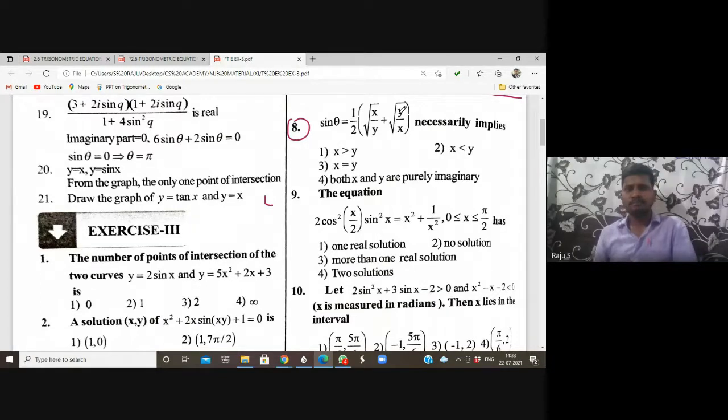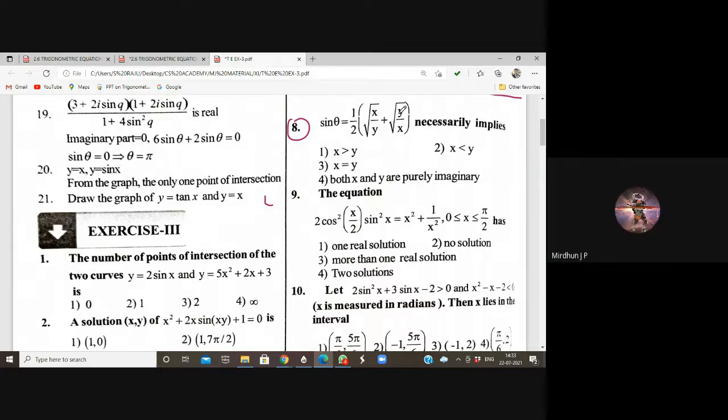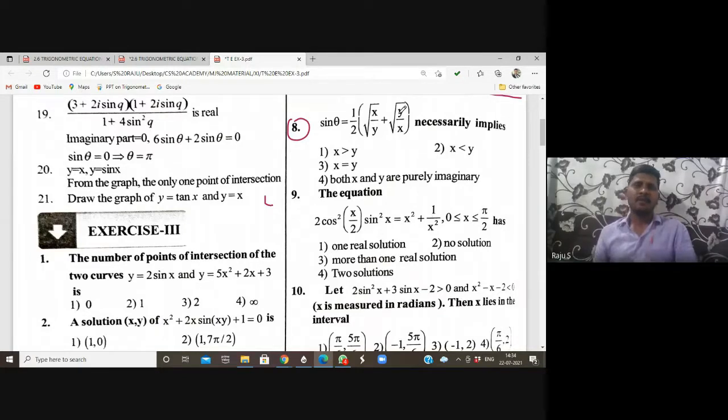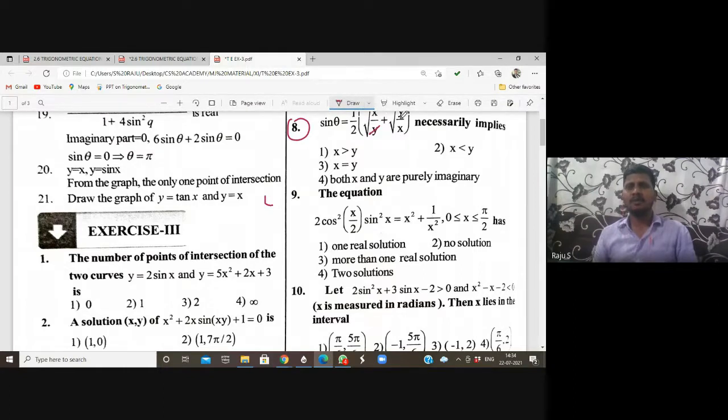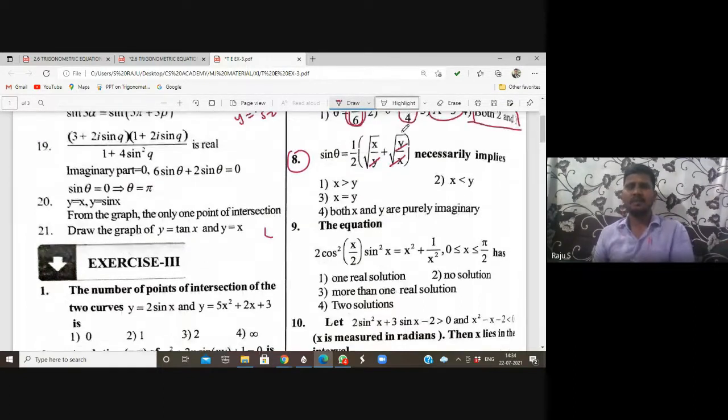Okay. Sir, if we take x greater than y or x less than y, we will get some imaginary values for that, sir. Yeah, exactly. So here the answer will be third option. Obviously. Because when x is equal to y only, both will be cancelled. Easy to verify. In case if we take x lesser than or x greater than, we are going to get greater than 1.